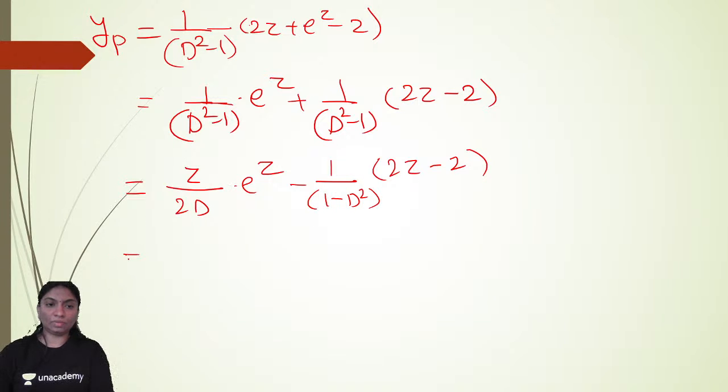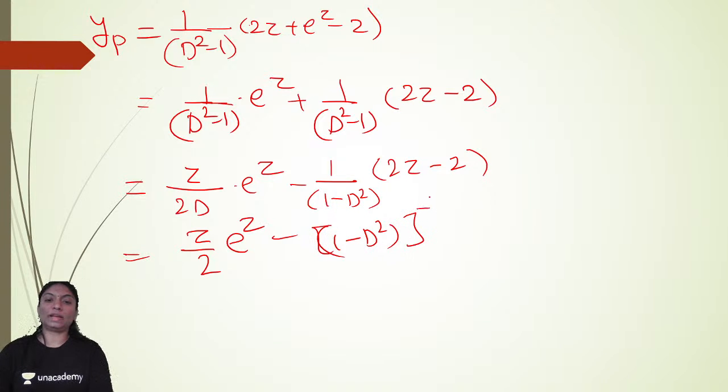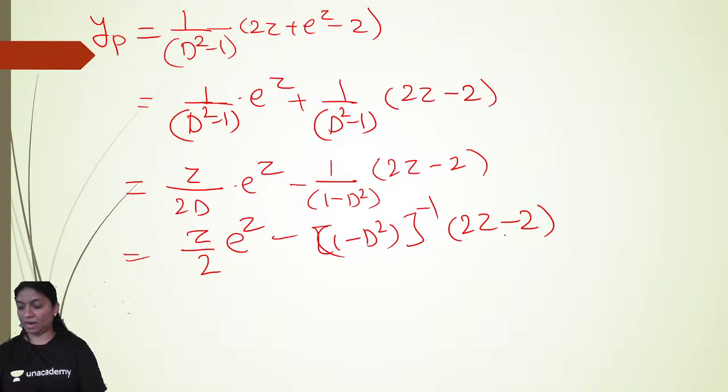So here again put a is equal to 1. So z by 2 into e raised to z minus 1 minus d square bracket raised to minus 1 into 2z minus 2. Now expand up to the highest power of x. You can expand this up to the highest power of x. Here we will use 1 plus z or 1 minus z substitute. Here we can use 1 plus z or 1 minus z.